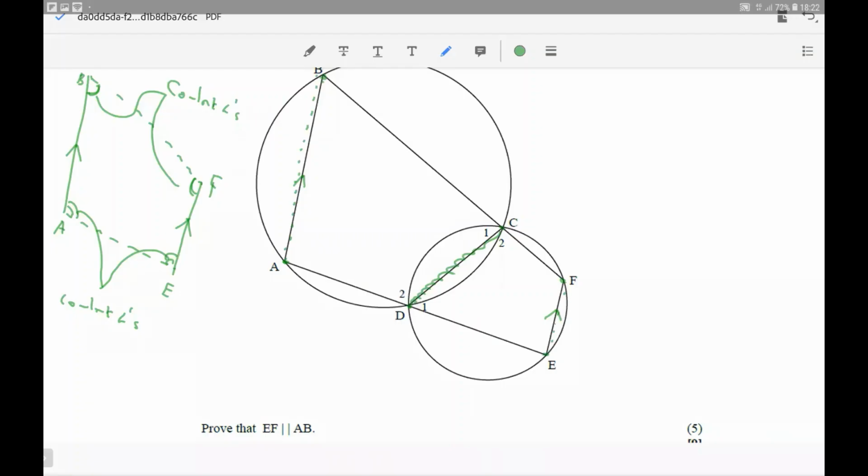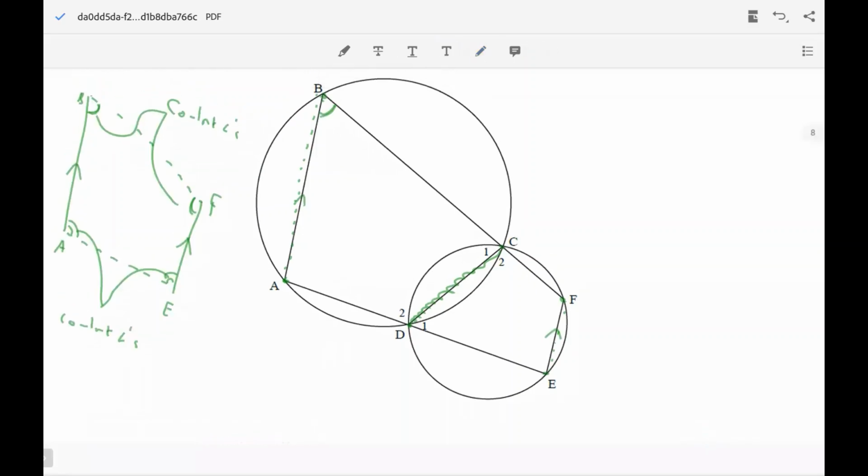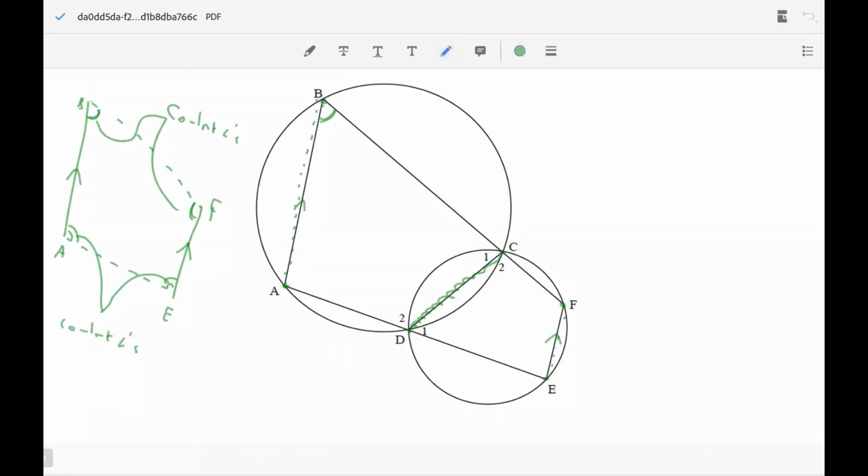So how do we start? Let's start with angle B. Angle B is equal to which angle? Is equal to angle D1. Remember, exterior angle. If I call angle B X, angle D1 will also be X. Exterior angle of a cyclic quad.